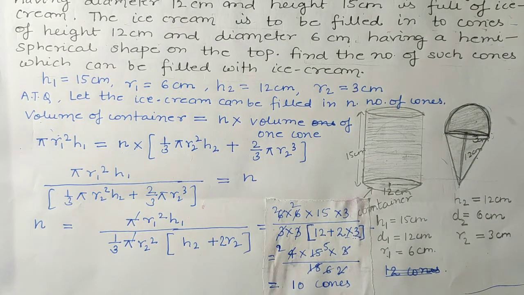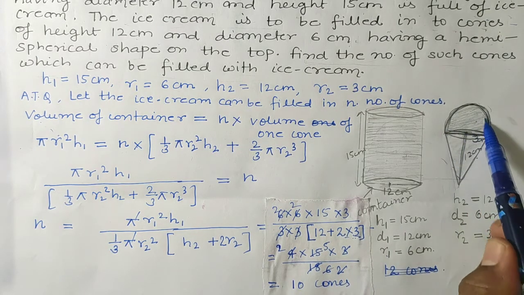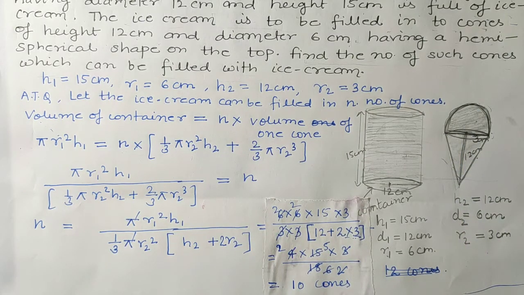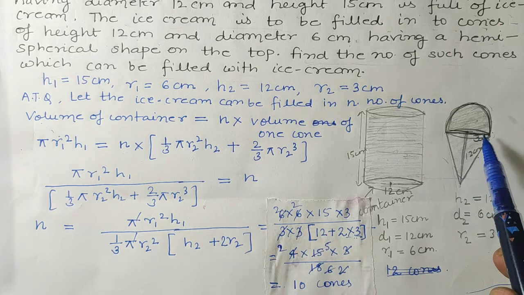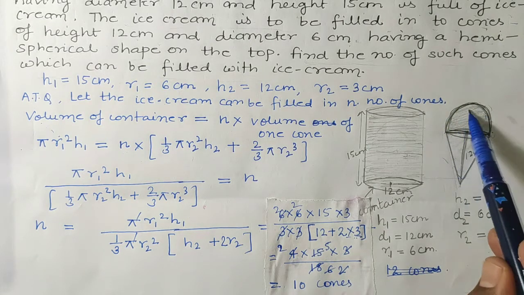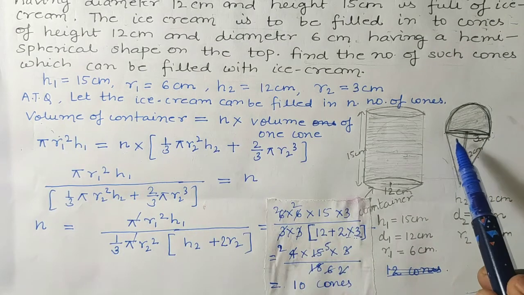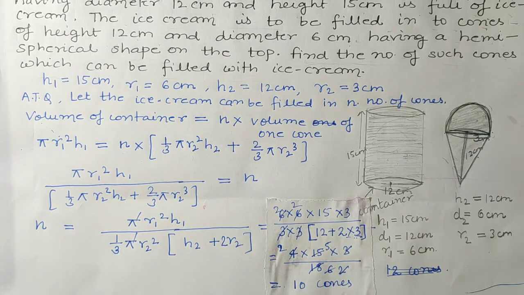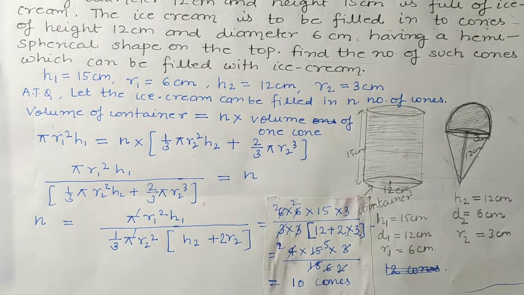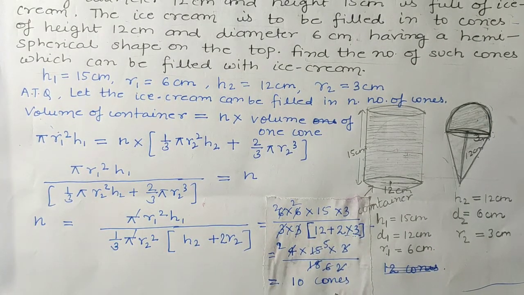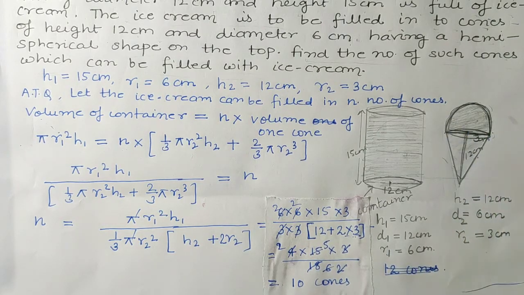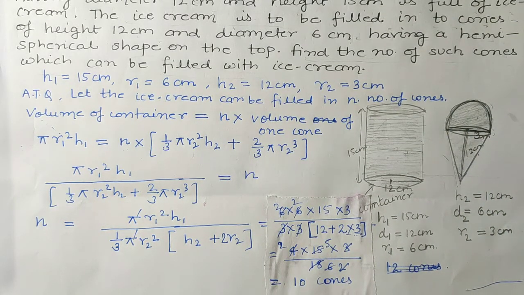Yes students, one more thing: in the new NCERT books and the old NCERT book, this question is a little bit different. In some questions it is not given that there is a hemispherical shape, so maybe in your book the question will be without the hemispherical shape, or in some books there will be the hemispherical shape. So the number of cones is 10 with the hemispherical shape on the top. Okay students, now you can pause the video and note it down.